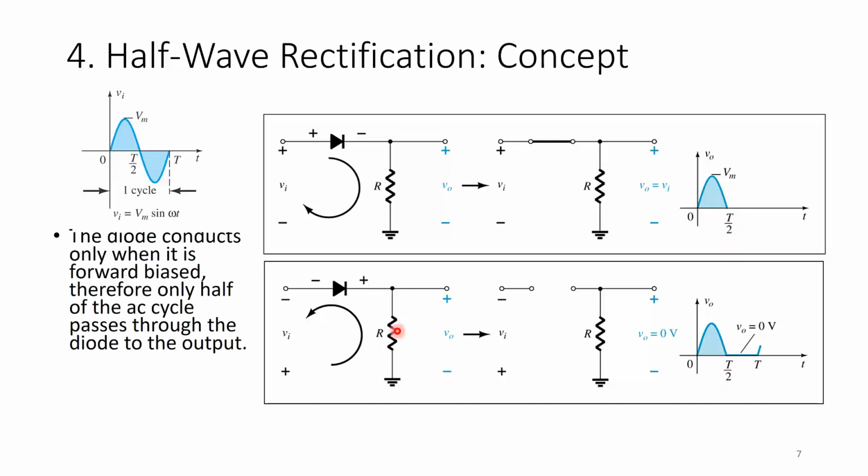The diode conducts only when it is forward biased. That we know. Therefore, only half of the AC cycle passes through the diode to the output. So when the input is going through the positive cycle, the flow of current, positive current, is in the direction of the diode's positive current flow. So we have this flow here.